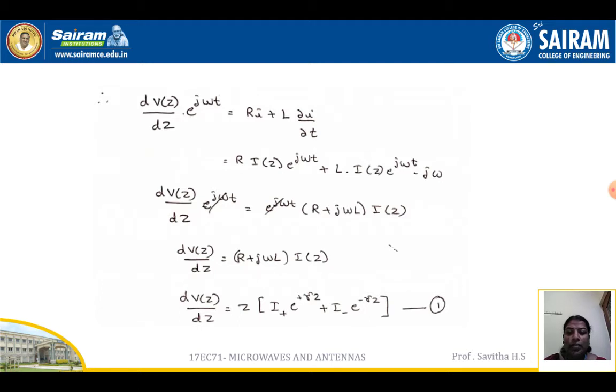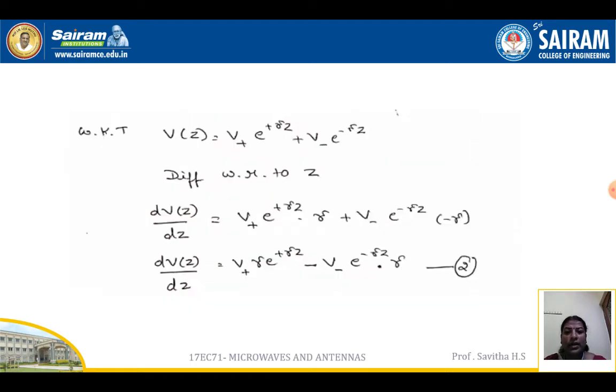So in dv(z)/dz, we already know that R + jωL is the series impedance, so that term will be replaced by Z. And we know the solution of the current as I plus e^(γz) plus I minus e^(−γz). Already I told that I plus and I minus are constants and γ is the propagation constant. Similarly, v(z) is equal to V plus e^(+γz) plus V minus e^(−γz). We'll differentiate the above equation with respect to z.